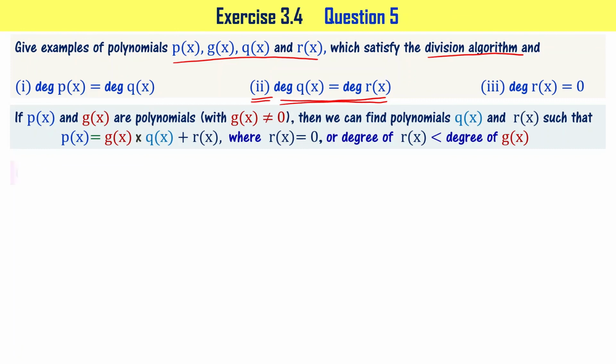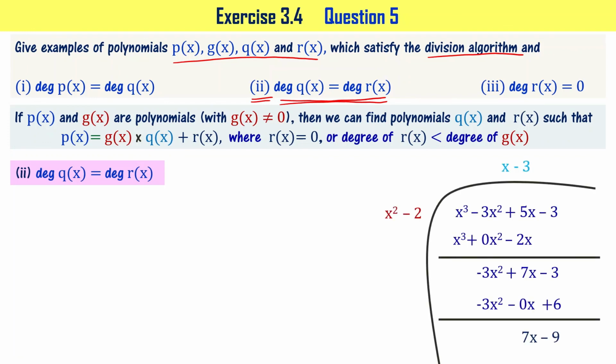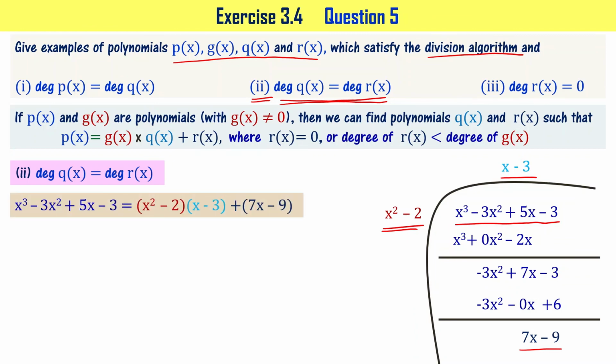To answer this question, I'm rewriting one of the problems we have just solved in this video. The division of x cube minus 3x square plus 5x minus 3 with x square minus 2. In that process, you got the quotient as x minus 3 and remainder as 7x minus 9, right? We can write it in the form shown here. X cube minus 3x square plus 5x minus 3 equal to x square minus 2 times x minus 3 plus 7x minus 9.